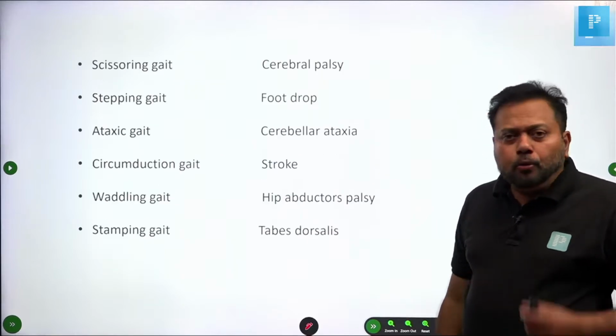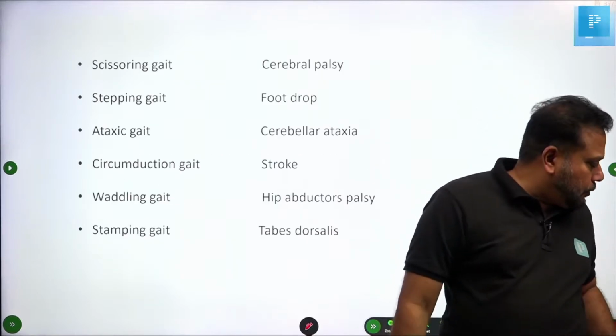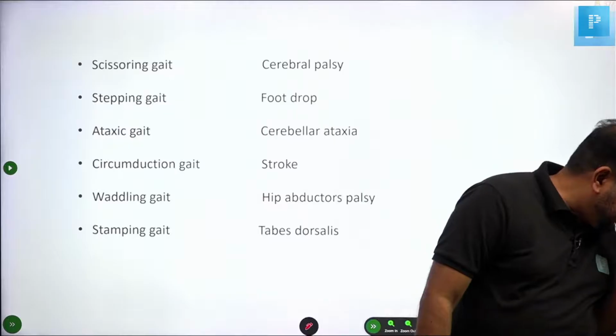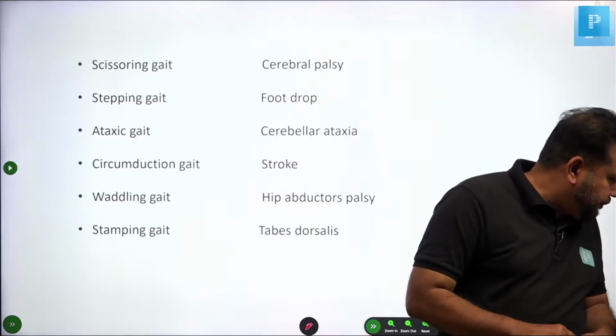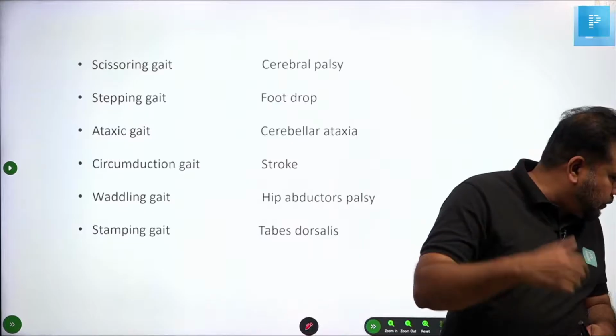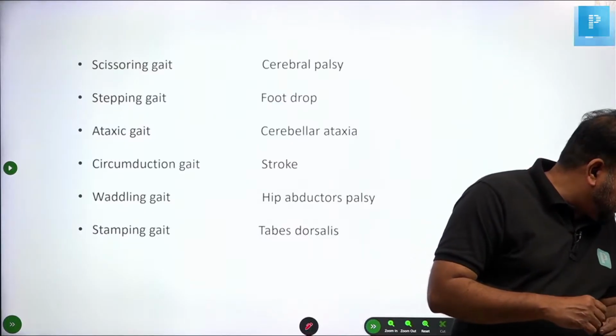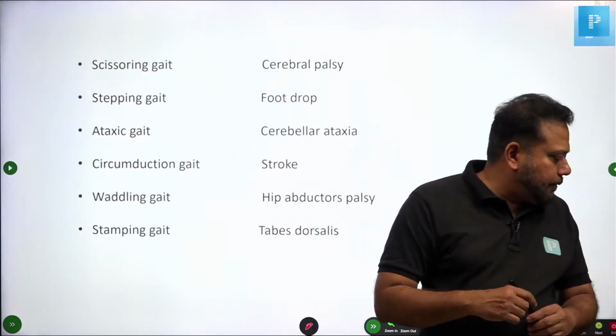Right. A few important gaits I will ask you. Ober's technique, ilio-psoas contracture. Very good. Can't use popliteus tendon. Okay.